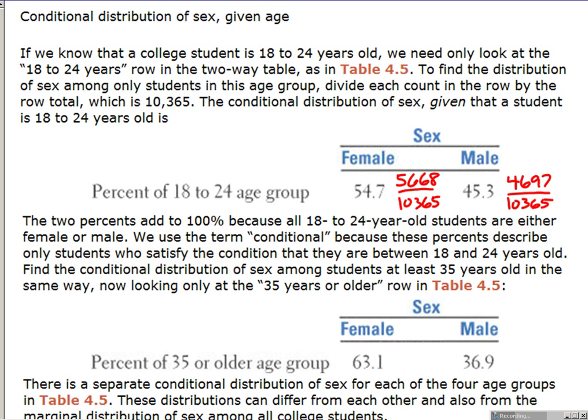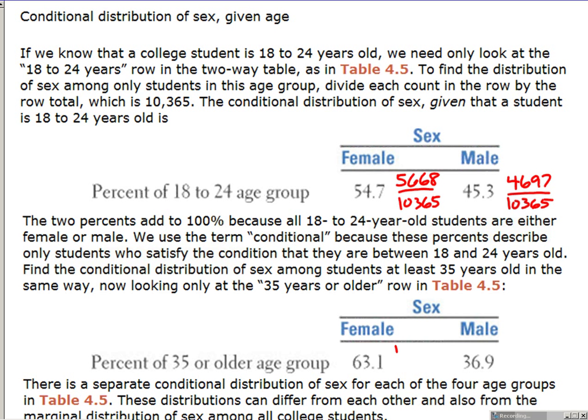We use the term conditional because these percents describe only students who satisfy the condition that they are between 18 and 24 years old. Find the conditional distribution of sex among students 35 years old or older in the same way. Now looking at the third, or 35 or older, row. So again, we're looking only in the 35 or older row.